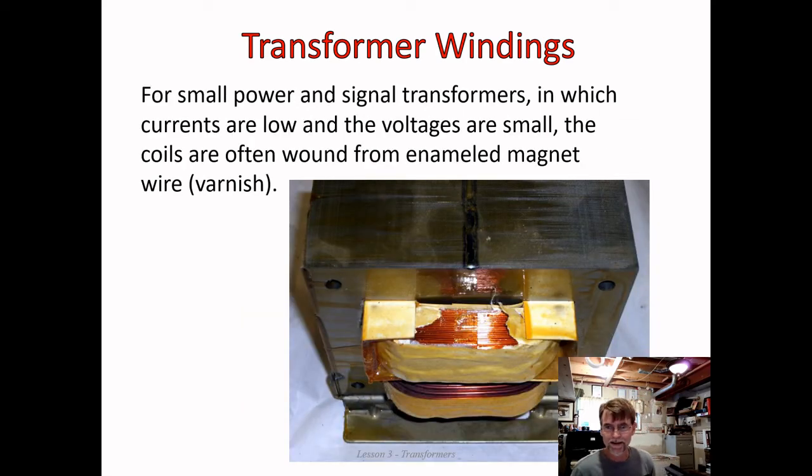So there's what I'm talking about. At first glance, that just looks like bare copper, okay? But the reason it's shining is because it's got this acrylic insulation that absolutely ensures there are no short circuits. Okay, for small power and signal transformers in which currents are low and voltages are small, the coils are often wound from enameled magnet wire or varnish. I'm not sure I understand that entirely. Sorry, guys. It is the varnish that is the insulation between each of those copper conductors.